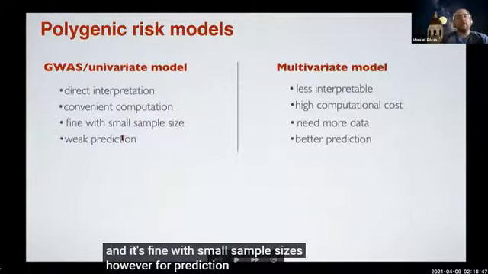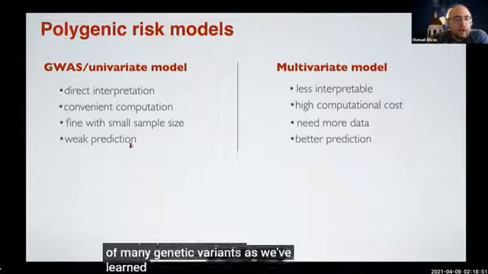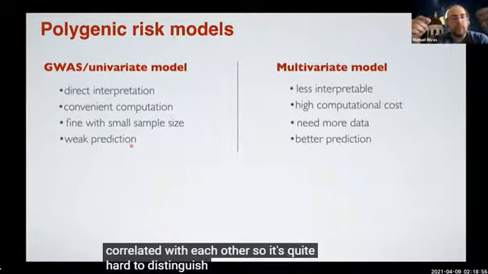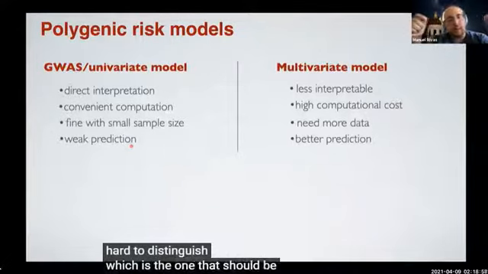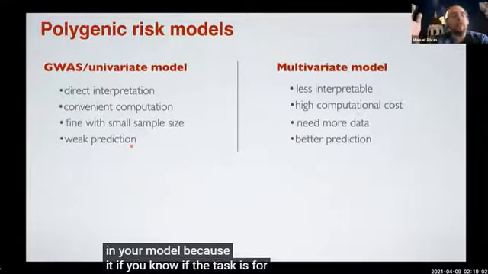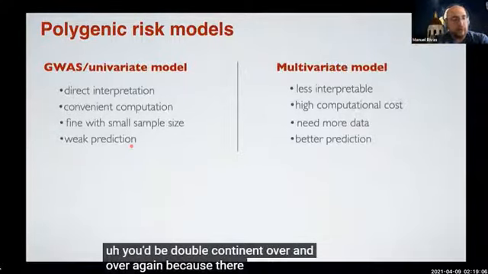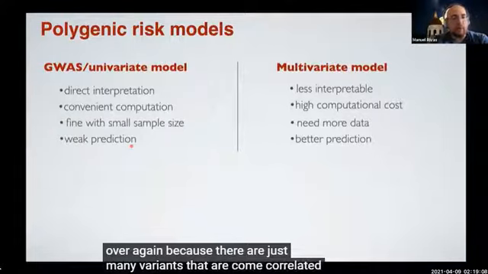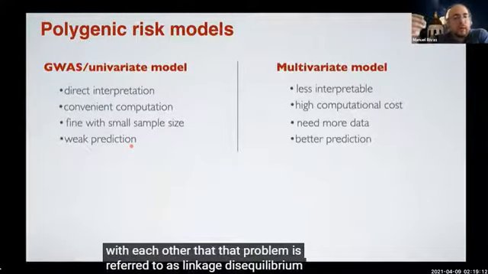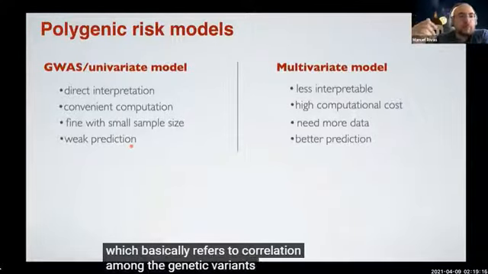However, for prediction, it has pretty weak properties because many genetic variants, as we've learned, come correlated with each other. So it's quite hard to distinguish which is the one that should be involved in your model, because if the task is for prediction, you'd be double counting it over and over again because there are just many variants that come correlated with each other. That problem is referred to as linkage disequilibrium, which basically refers to correlation among the genetic variants.